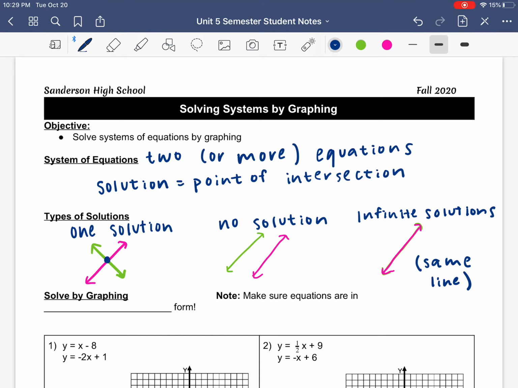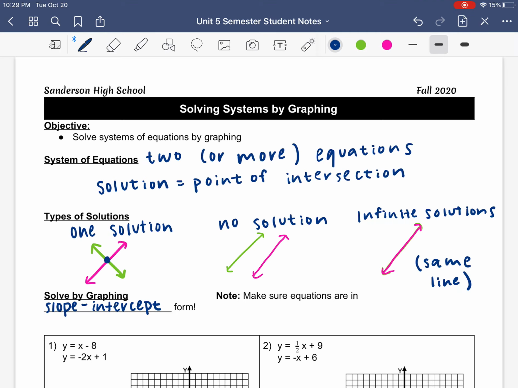For us to solve these by graphing, if we're going to graph by hand, we have to make sure that our equations are in slope-intercept form. The great thing about these is that you should already know how to do them. All we're doing is graphing two lines at a time, which we've already learned how to do. We've learned how to write equations in slope-intercept form and then graph them. And then you're just finding where they run into each other.